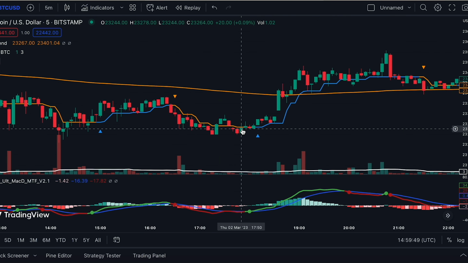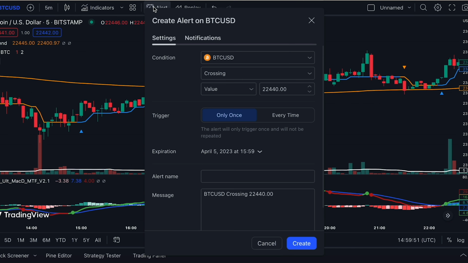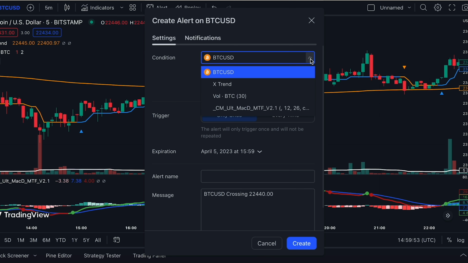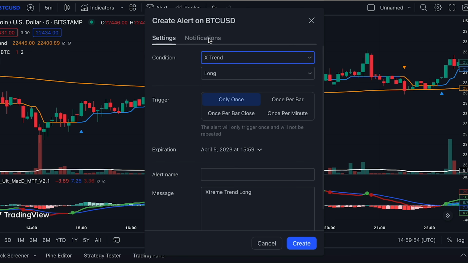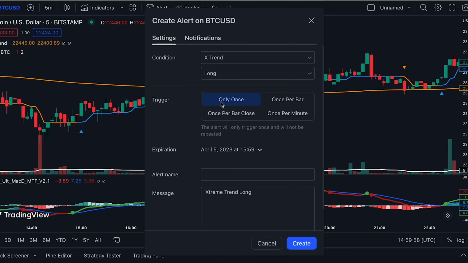If you want to save yourself a lot of time, you can create alerts for this strategy. The way you can do that is by clicking on the alerts button at the top and selecting the Extreme Trend as a condition. The next step is to choose the type of signal. You can create two separate alerts, one for a buy and one for a sell signal. You will receive a notification each time the indicator issues a signal if you activate the alert once per bar close. Make sure all other requirements are satisfied before placing a trade.